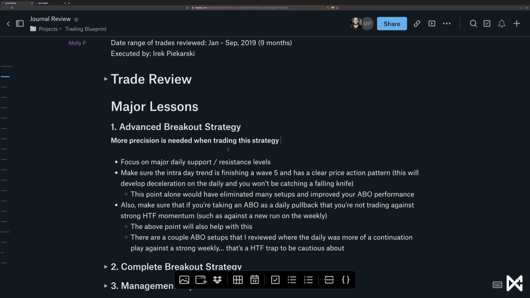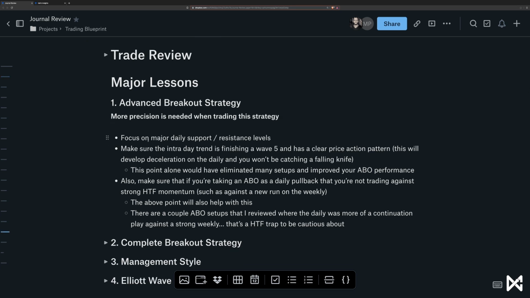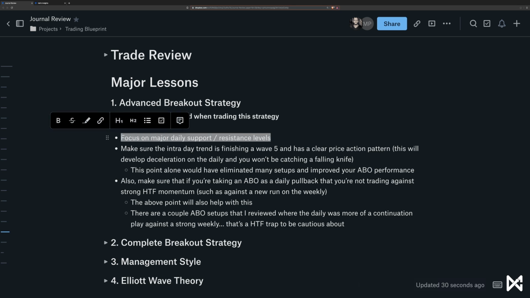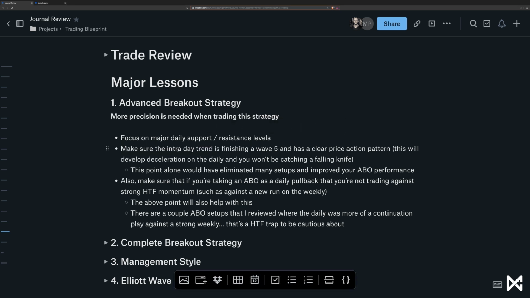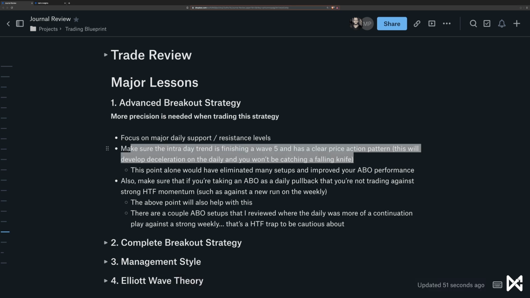So let's go through the lessons one by one quickly. Let me read it. Focus on major daily support and resistance levels. That is a key. An advanced breakout needs major support and resistance levels, and they need to be rejected, not just tapped, okay? Make sure the intraday trend is finishing a wave 5, major key as well, and has a clear price action pattern. This will develop deceleration on the daily, and you won't be catching a falling knife. Another major key, right? A lot of times a trader can catch a falling knife. This is something that you can use to eliminate that falling knife.